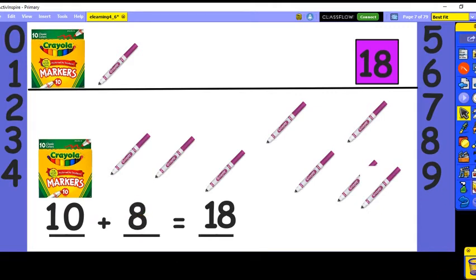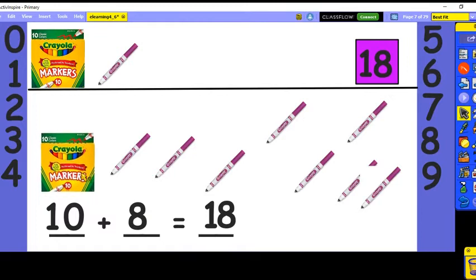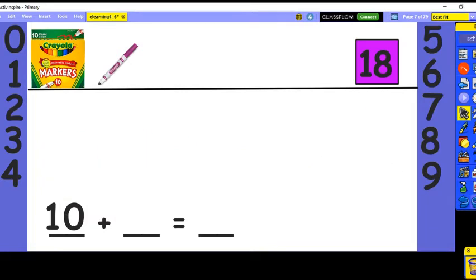Okay, I want us to try one more. Do you see how that kind of relates to our teen number? So we have 10, 1 ten, that's like our box of 10 markers, and 8 ones, that's like our 8 single markers. Okay, let's try another one of these. And this time, let's do 12.